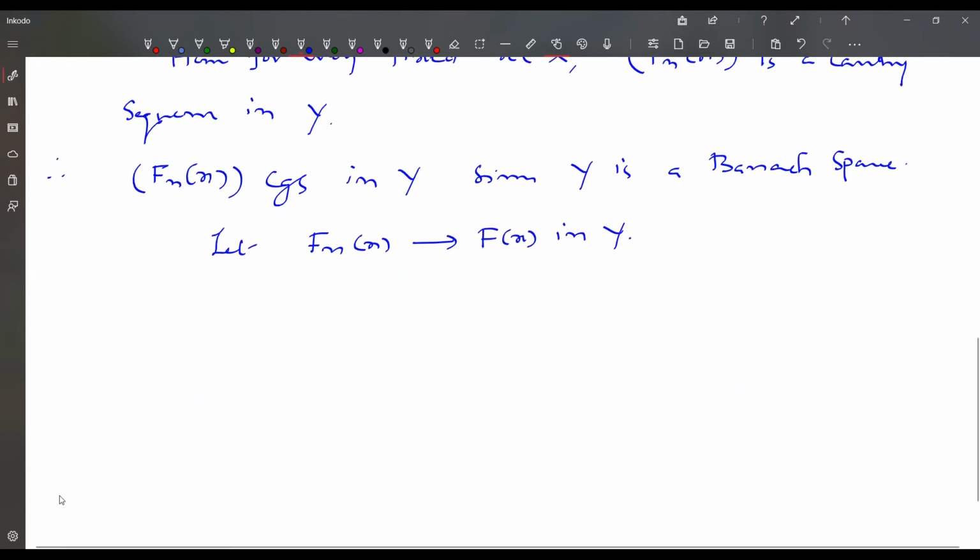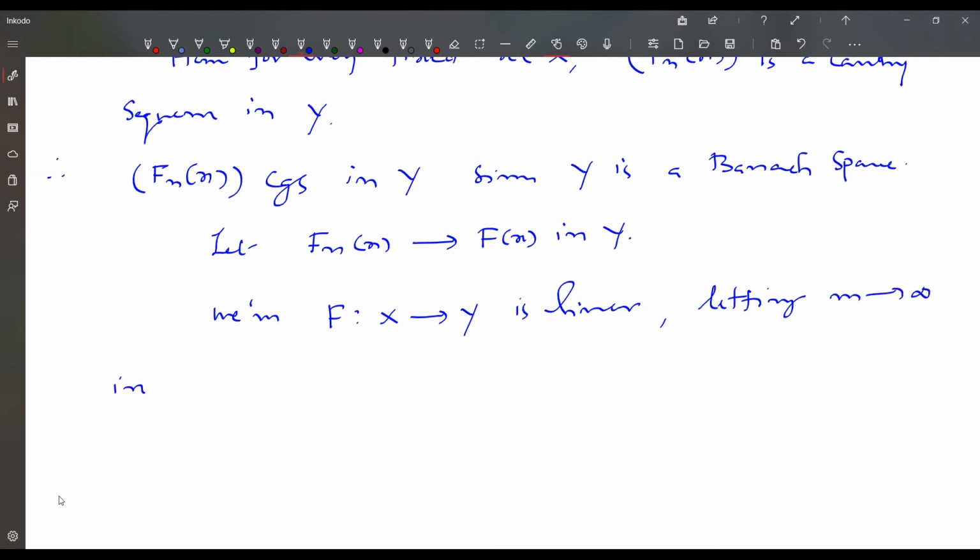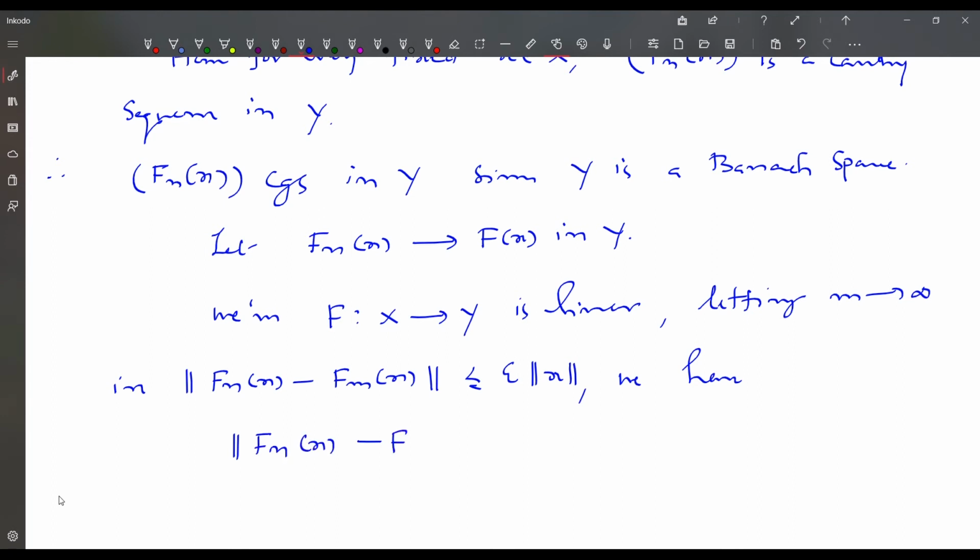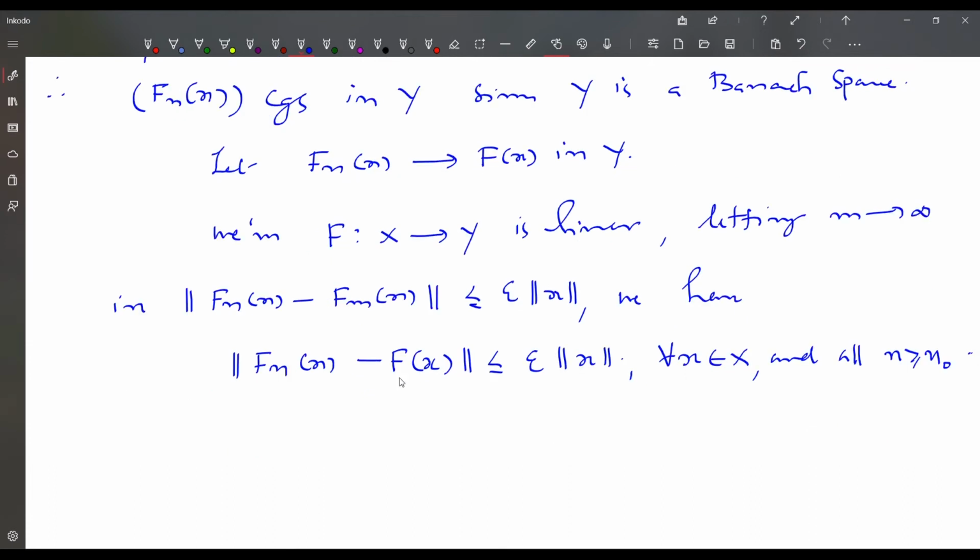We have f from X to Y is linear. Letting m tend to infinity in the norm of Fn of x minus Fm of x less than or equal to epsilon times norm x, we have the norm of Fn of x minus f of x less than or equal to epsilon times norm x. This is because Fn converges to f. It's true for all x in X and all n greater than or equal to n naught. That is, Fn minus f belongs to BL of X,Y.